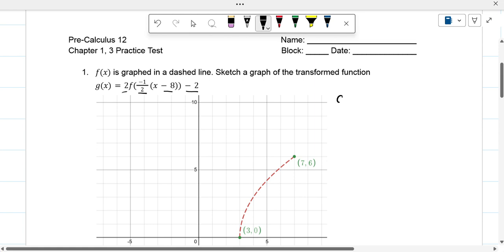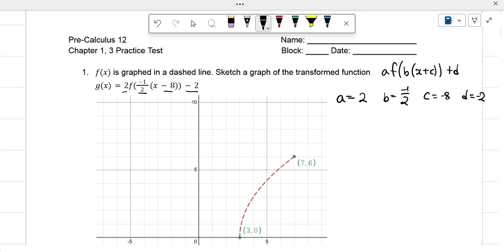So the first thing I will do is write that a is equal to 2, b is equal to negative 1 over 2, c is equal to negative 8, and d is equal to negative 2, coming from the form a f of (b times (x plus c)) plus d. Now the question is, what do a, b, c, d represent?